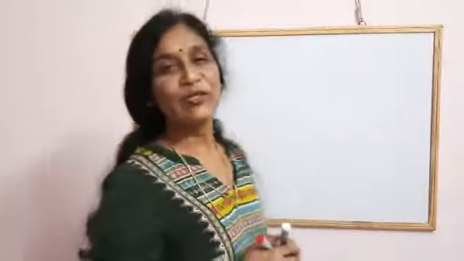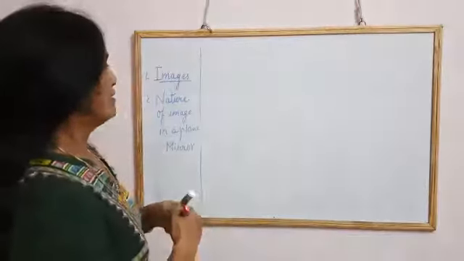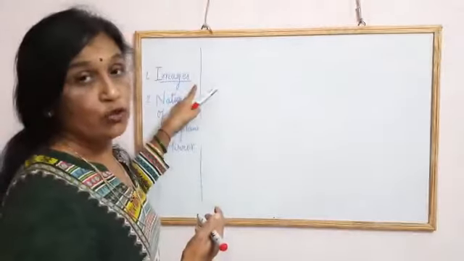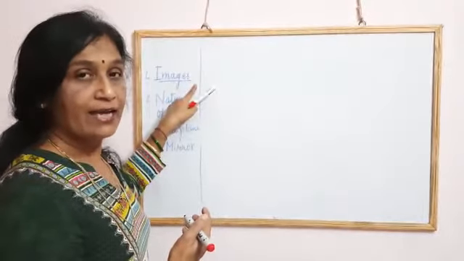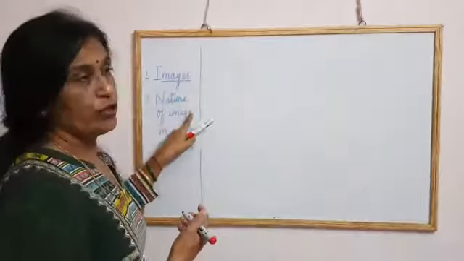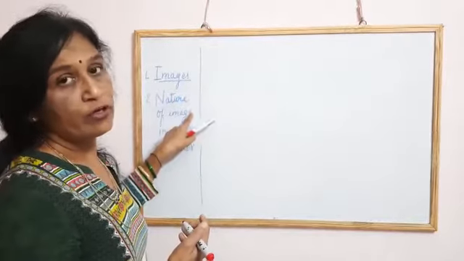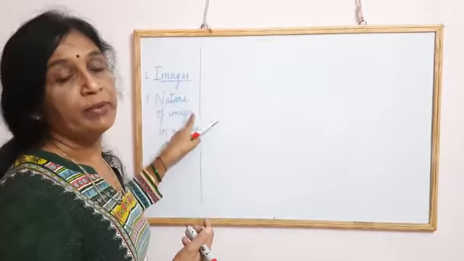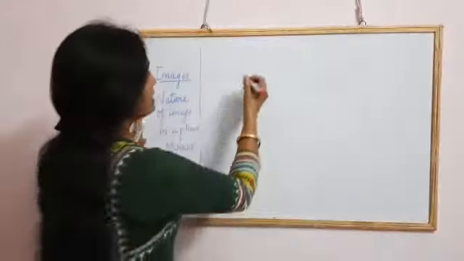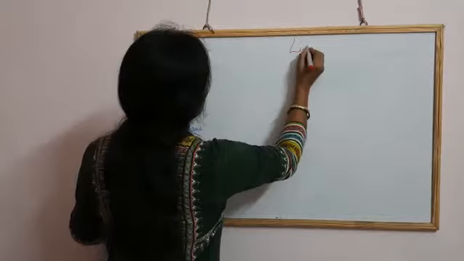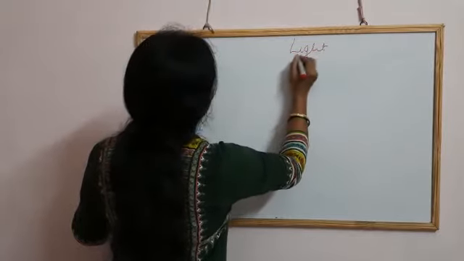Hello children, today we have to start the new topic, that is image. What an image is and its types, and later we will see how light gets reflected from a mirror and what's the nature of image formed by a plane mirror, right? So let's start. We are doing the light chapter, okay?